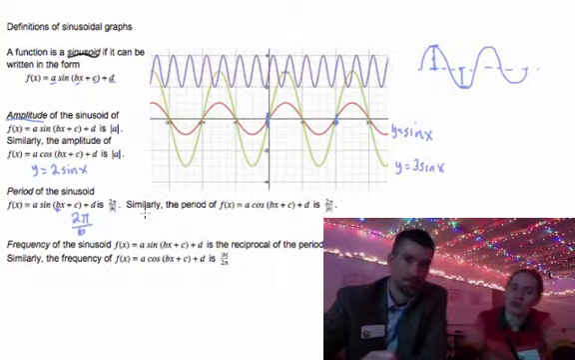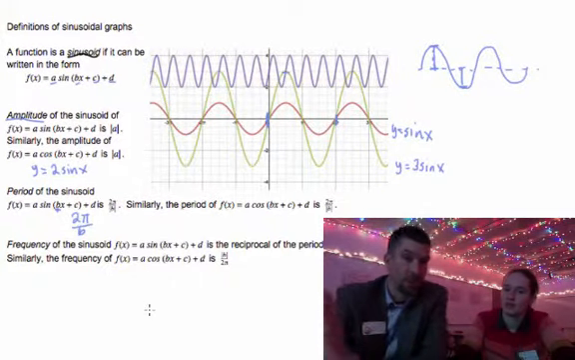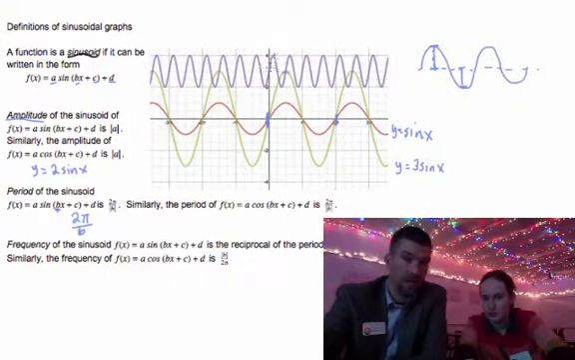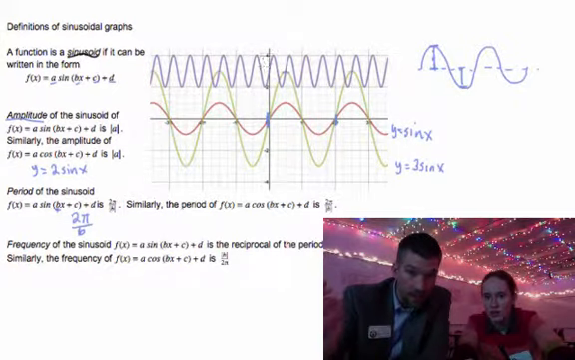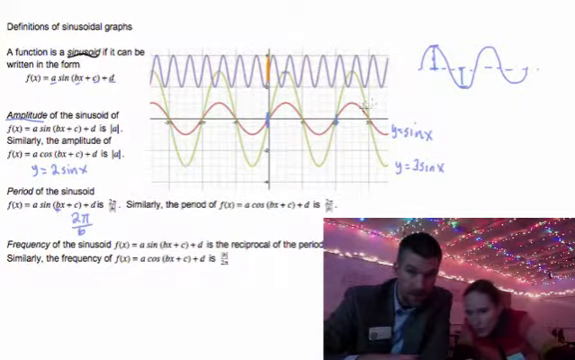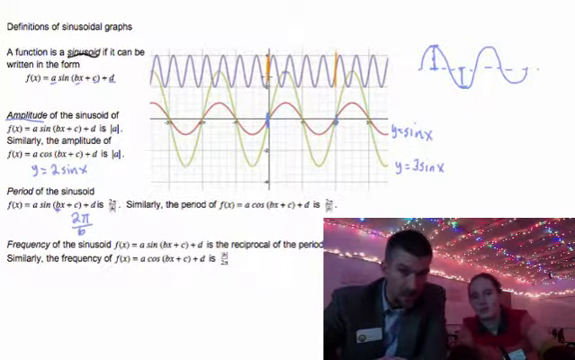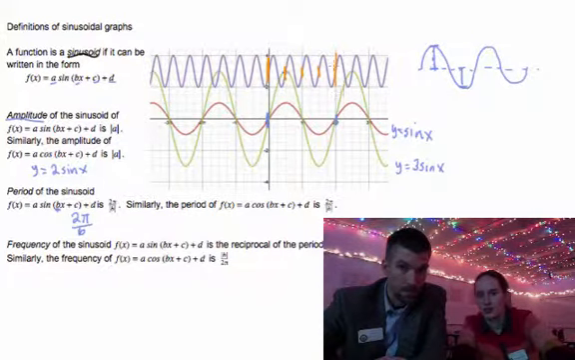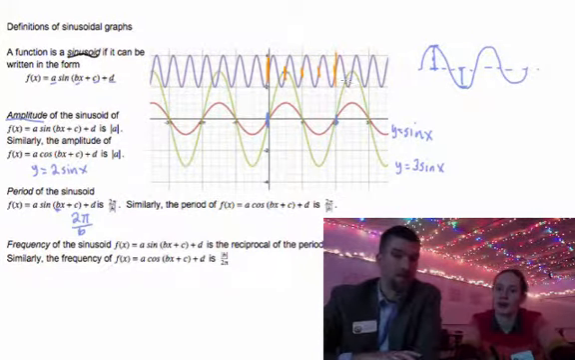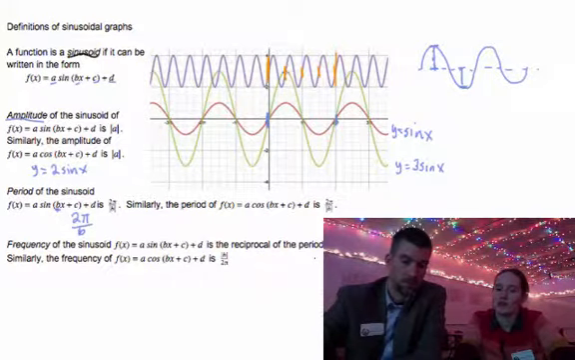So if you look at the purple graph, the frequency of this guy: if you start at 0 and go out to 2 pi, look how many bouncing up and downs we got going on. There's 1, there's 2, there's 3, there's 4. So we get 4 sine curves by the time we get to 2 pi, which means that we have 4 over 2 pi.